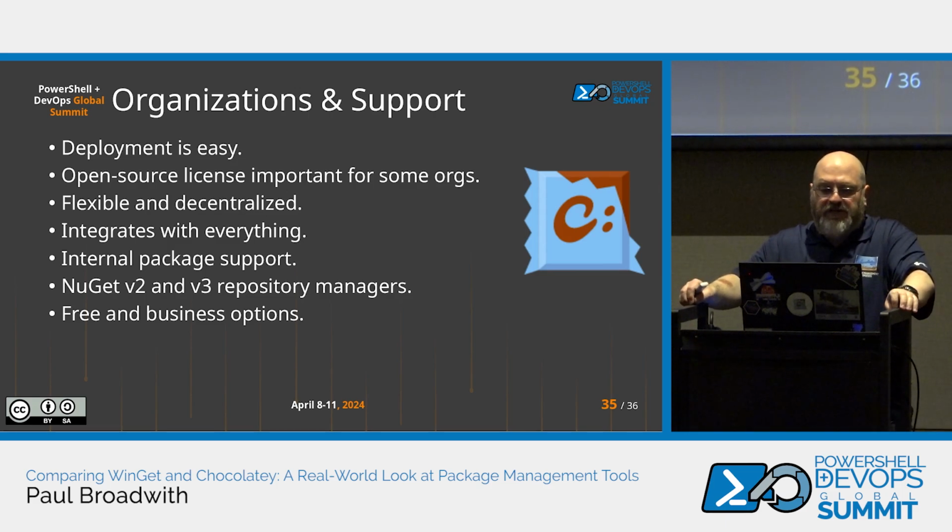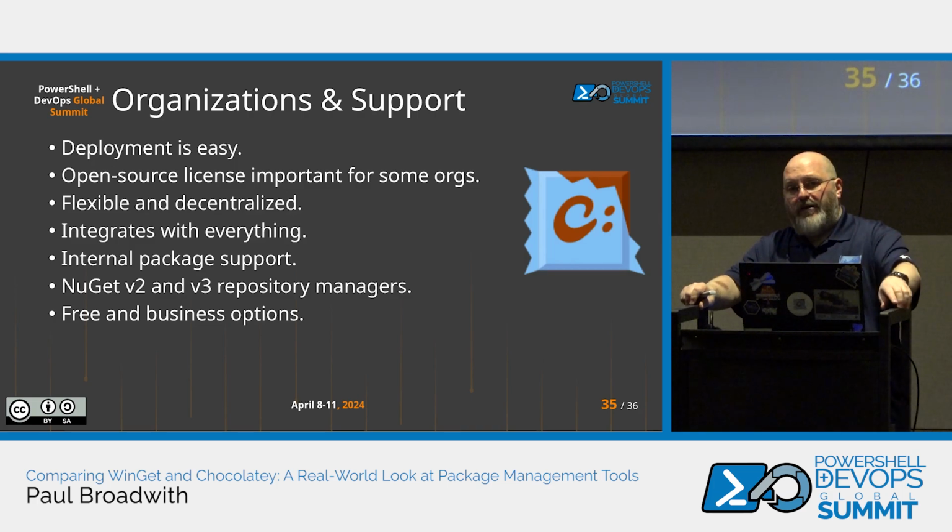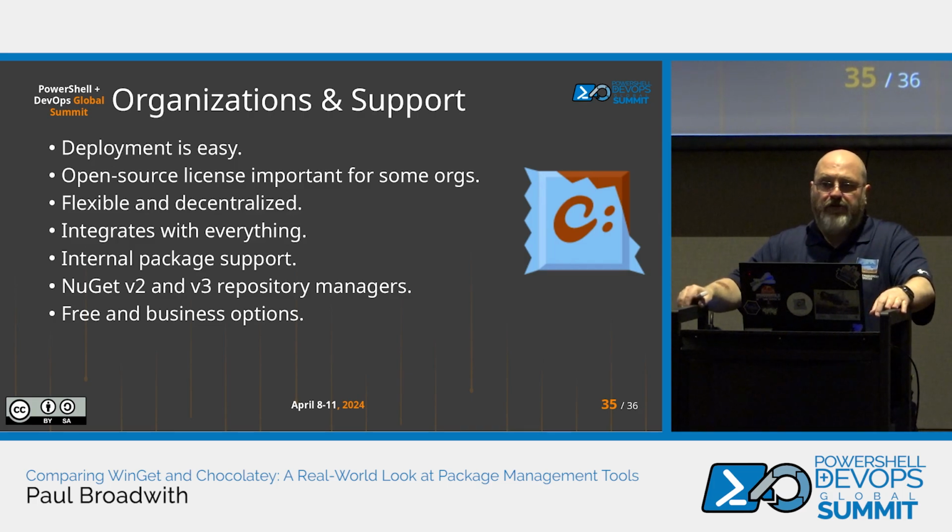It's got NuGet v2 and v3 repository managers support, as we talked about. I won't go over that again. But there's free and business options. If you're running the open source version of Chocolatey CLI, you can use it in your organization. You can use it in your university or your school or whatever. There's no issues with doing that, but there's only free support for that.